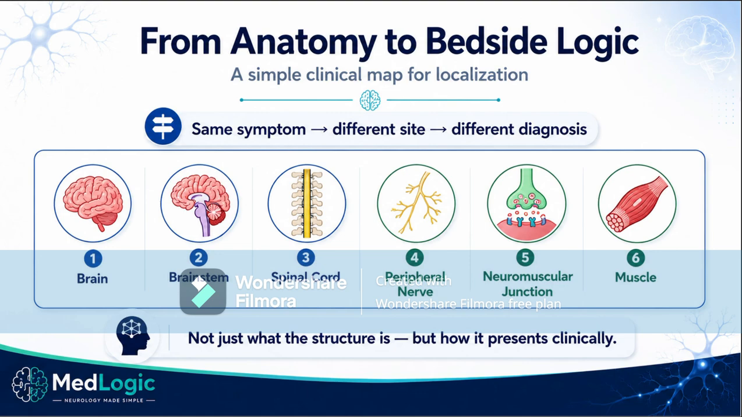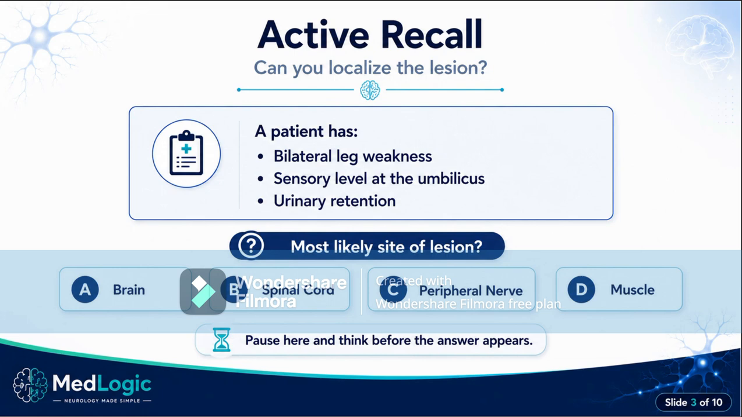Before we go further, pause and test yourself. A patient has bilateral leg weakness, a sensory level at the umbilicus, and urinary retention. What is the most likely site of the lesion? Is it the brain, spinal cord, peripheral nerve, or muscle? Pause here for a moment and try to localize it before the answer appears.